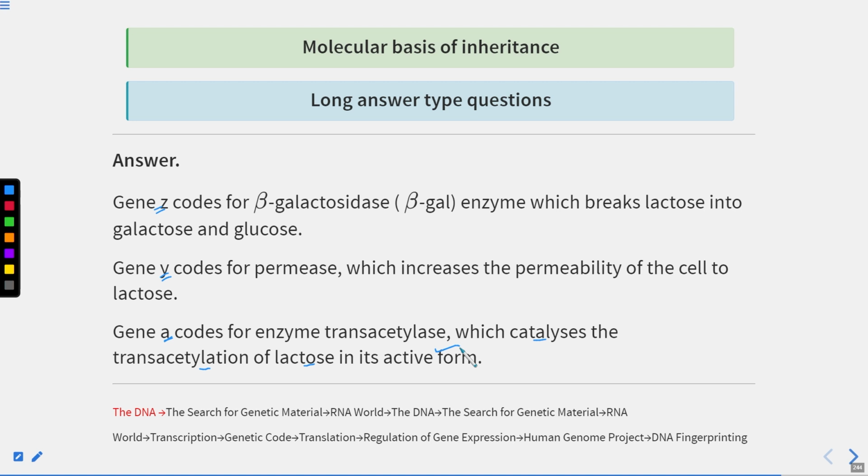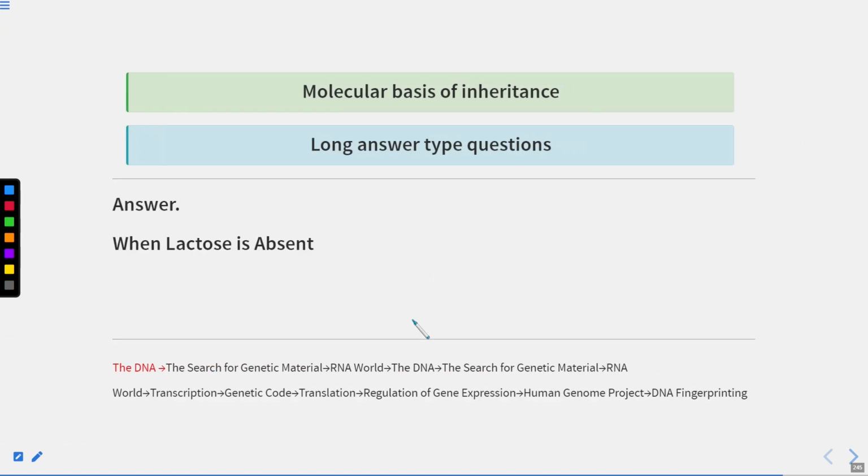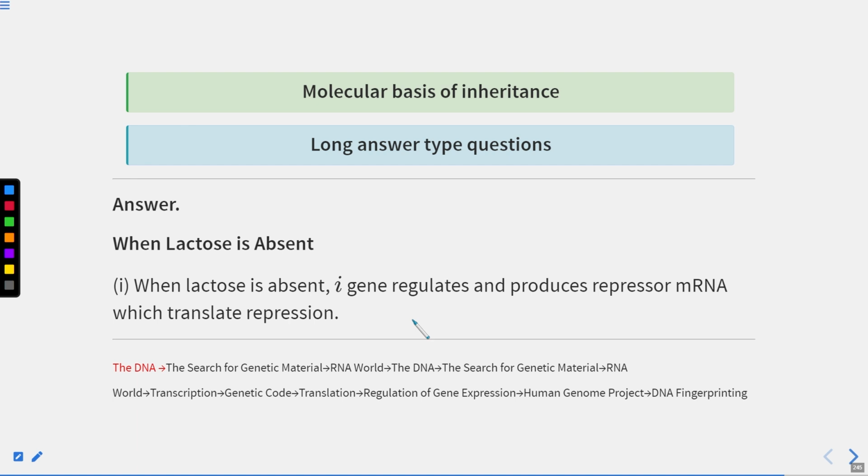Gene Y codes for permease, which increases the permeability of the cell to lactose. So if permease is not produced, lactose will not be able to get inside the cell. And gene A codes for the enzyme transacetylase. Now, when lactose is absent, this I've already discussed.